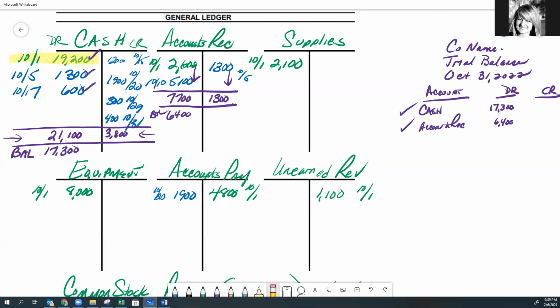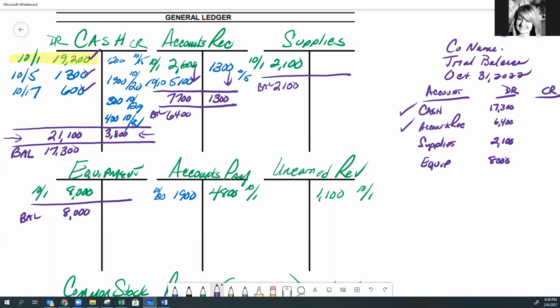So far we have all normal balances, so that's good. Our supplies had a beginning balance of 2,100. We didn't have any supplies transactions, so our balance is 2,100. So let's transfer that. Okay, down to equipment. Again, no transactions. So our balance at the end of the month is 8,000. We're going to transfer that over.